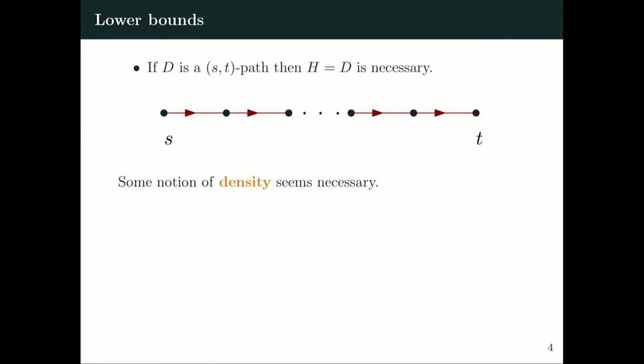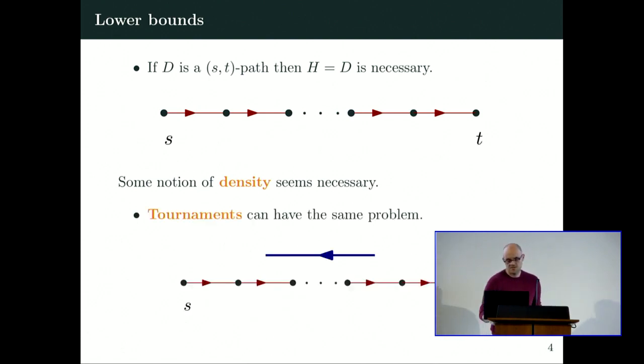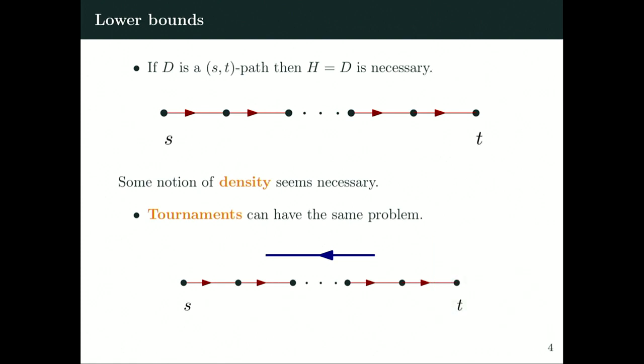So first, suppose that your graph D is just a path from S to T. Then obviously you cannot remove anything here, because if you remove anything, you disconnect these two points, and this is not allowed. So some notion of density seems to be necessary. But even that is not enough, because you can cheat and adapt this example by putting all the possible arcs, but in the reverse order of your path. This gives you a tournament, an orientation of the clique. And here, if you remove any vertex between S and T, you disconnect these two points. So these are trivial lower bounds, but let me show you an example where this works.